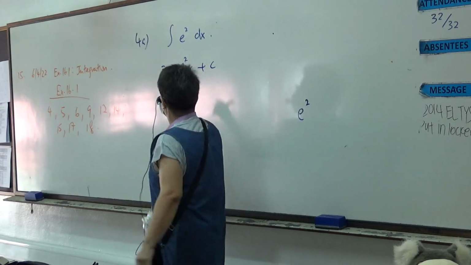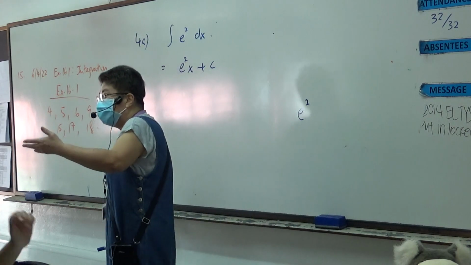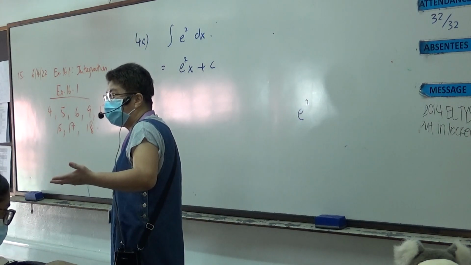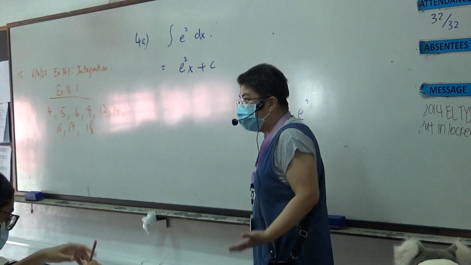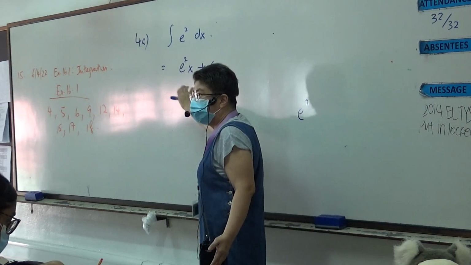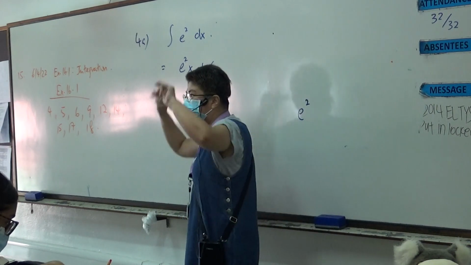A lot of people are confused. They go and put e cubed over 3, you know. You are not integrating with respect to e. You understand what I'm talking about? It's x and e is a number. You get what I mean? That's why this is very important. Everybody okay? So straight away one part is done.